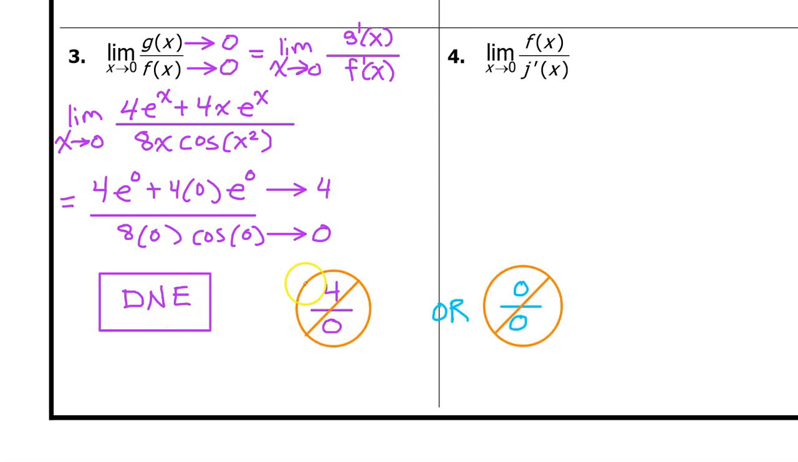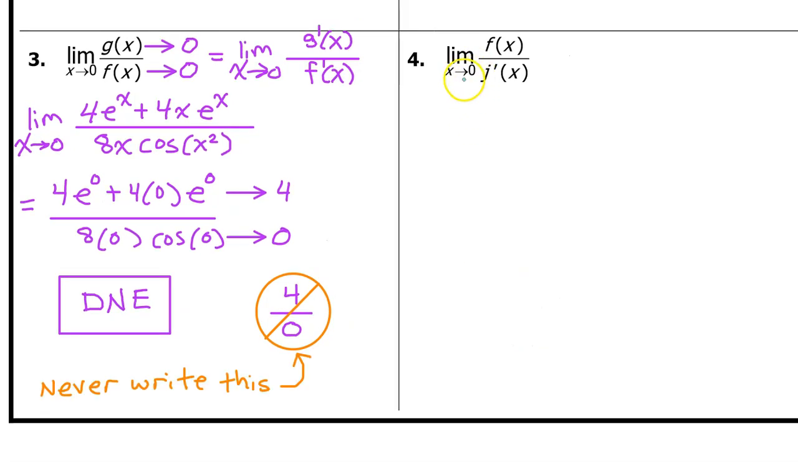By the way, you are not allowed to write an undefined expression or an indeterminate form in your work. That's why I never write 4 over 0. I write arrow 4, arrow 0, and go straight to DNE. So just be sure to never write this in your work or something like this.